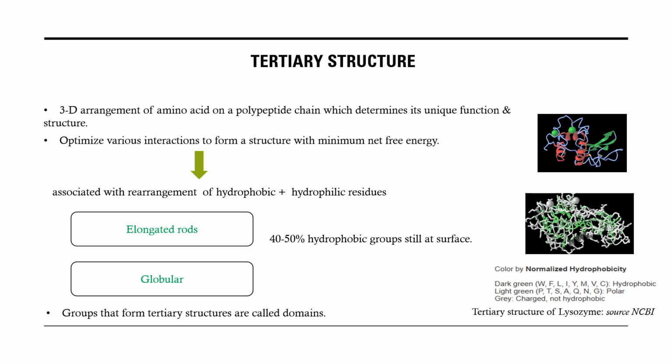In the last lecture, we looked at the secondary structure of proteins. If we further fold the secondary structure, we get something called tertiary structure. Now, this tertiary structure refers to the three-dimensional arrangement of amino acids on a polypeptide chain, which is responsible for conferring unique functional and structural properties to proteins.